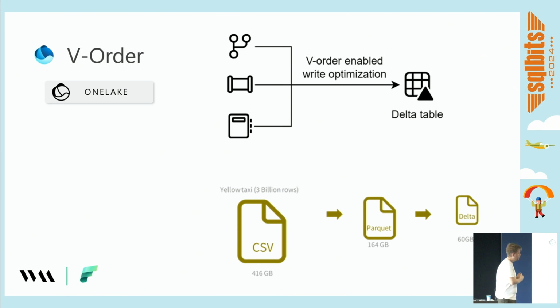So it's a little bit of technical nitty-gritty, but it basically means that at the end of the day, the 3 billion row data set that I demoed used to take 416 gigabytes of data. Converting it to Parquet itself got it to 164. And then converting it to a Delta format with V-order enabled, it's down to 60 gigabytes.